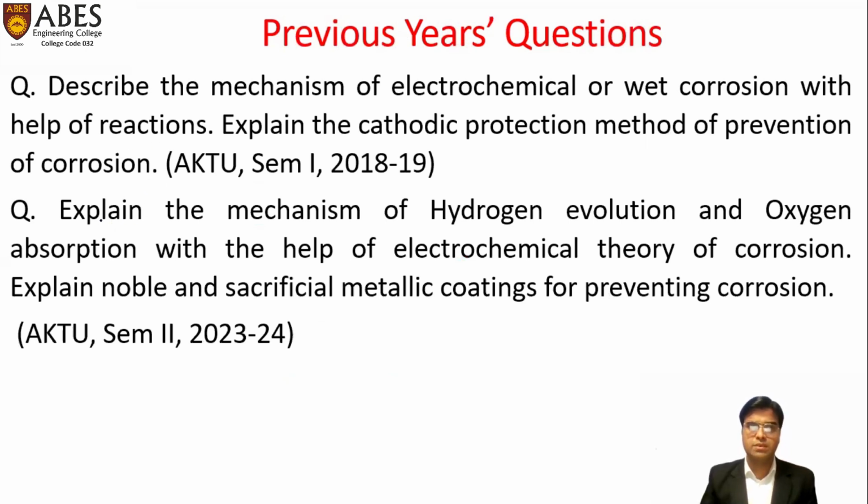The next question, explain the mechanism of hydrogen evolution and... okay, this question we have explained. The noble and sacrificial metallic coating. We have to remember that noble coating is also called cathodic coating and sacrificial metallic coating is also called anodic coating. So we can understand that this topic is very much important and it has been asked again and again using different sentences by reframing the sentences.